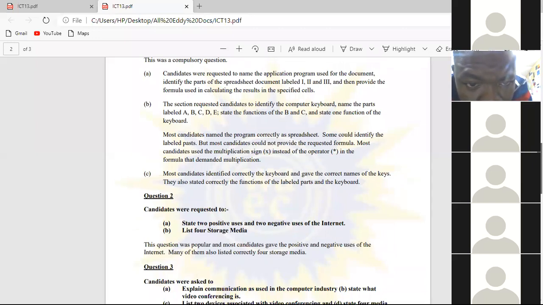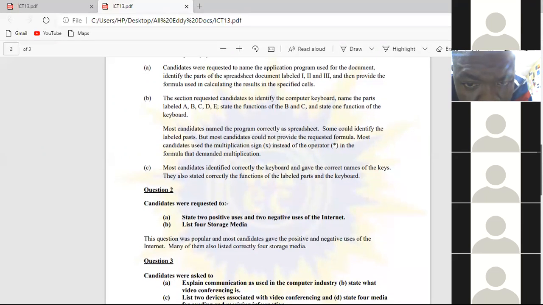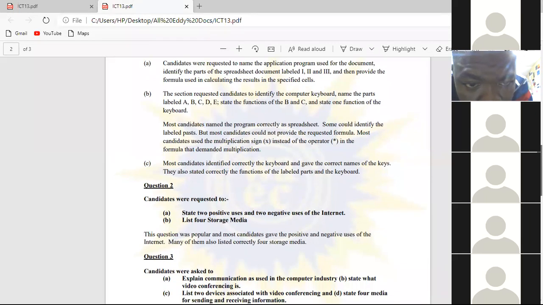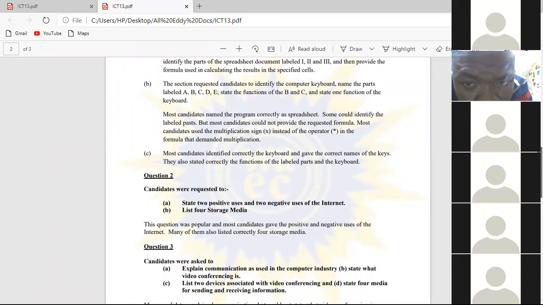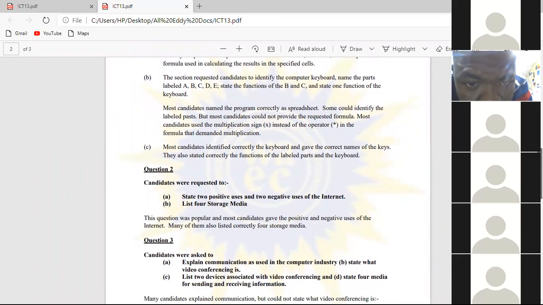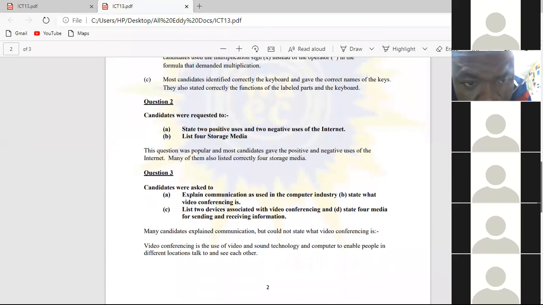Most candidates named the program correctly as spreadsheet. Some could not identify the labeled parts, but most candidates could not provide the requested formula. Most candidates used the multiplication sign instead of the operator in the formula that demanded multiplication. Are you taking note of all these things, or are you just listening? Most candidates identified correctly the keyboard and gave the correct names of the keys. They also stated correctly the functions of the labeled parts and the keyboard.